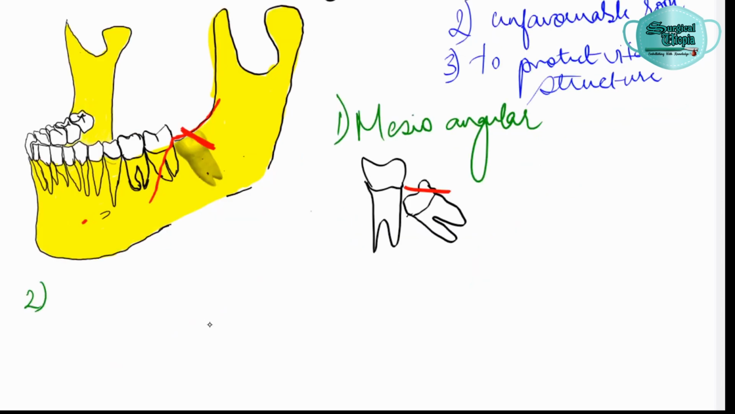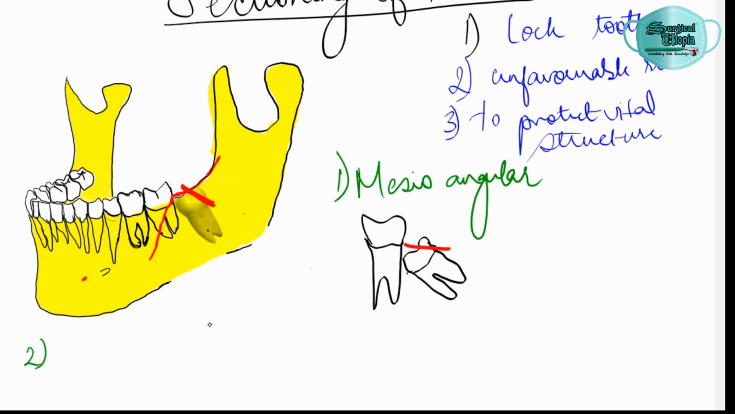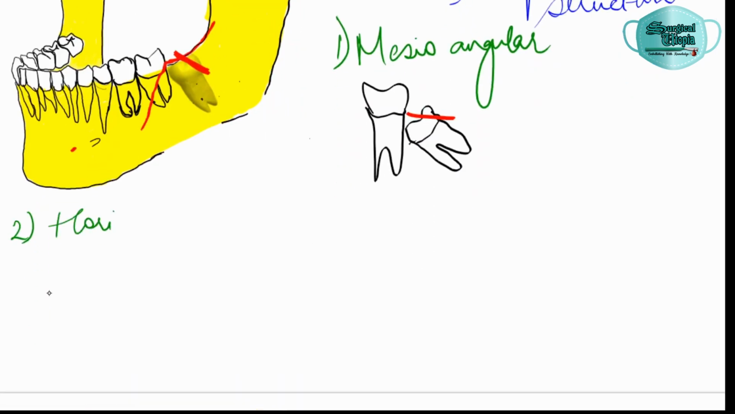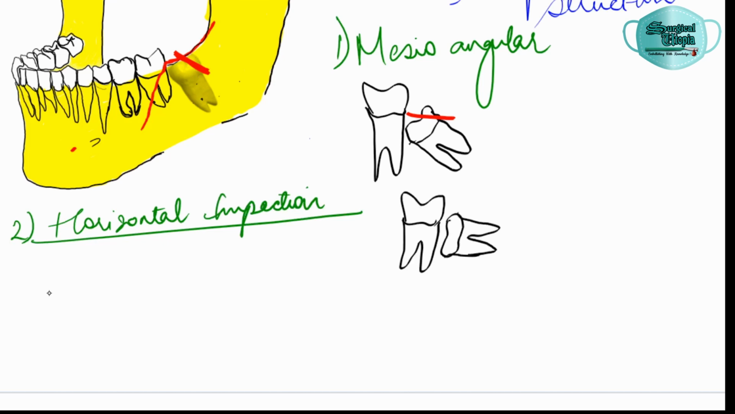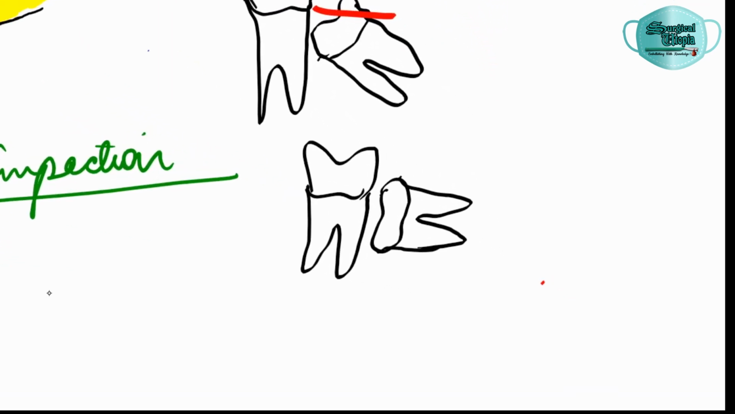Our second case is where there is a horizontal impaction. So we will draw this first. In cases where there is horizontal impaction, sectioning will be done in a transverse direction. That is, if you see over here, the crown of the tooth will be sectioned first. Then a purchase point will be made on the surface of the root, and this root will be directed in an anterior direction, and then it will be elevated.